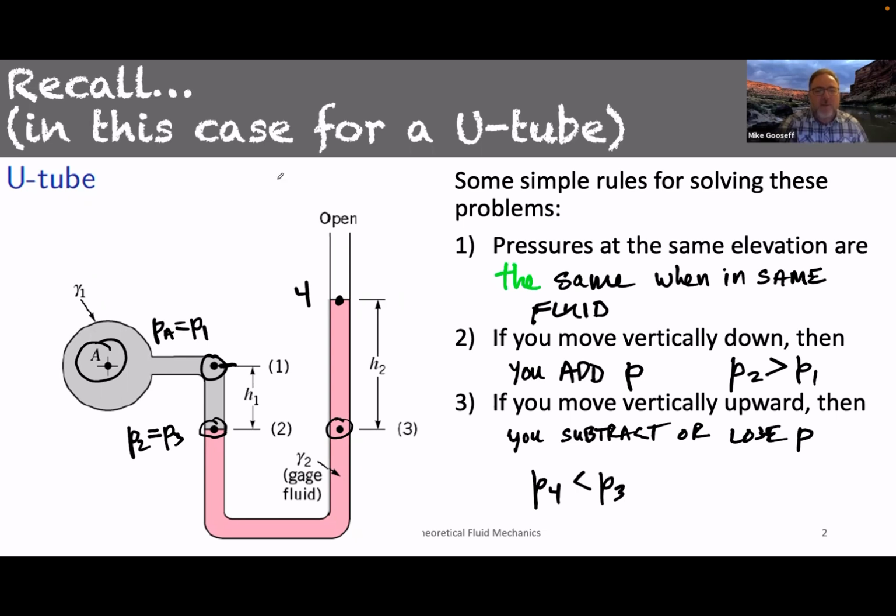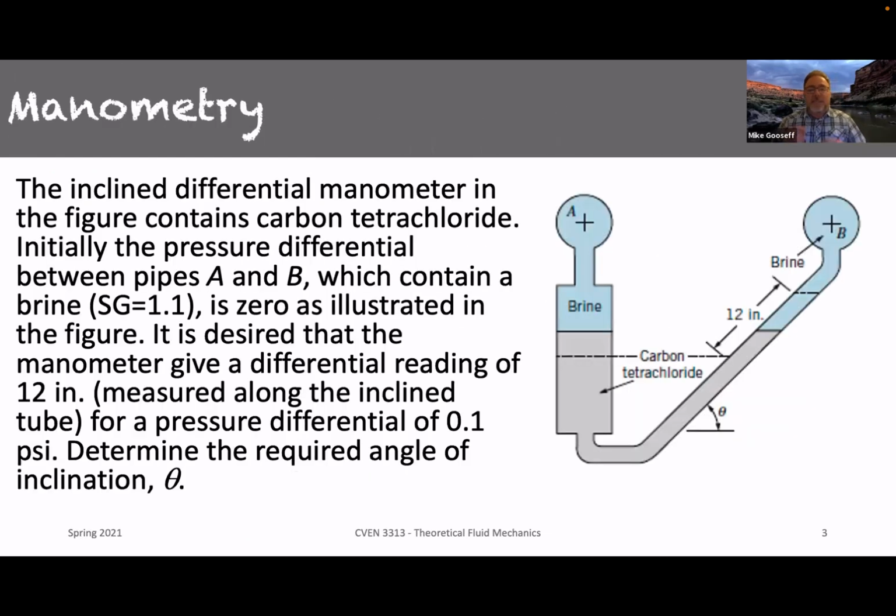What happens when we get into systems of manometers that are at an angle? The same rules apply. We just need to be careful about our geometry. Okay, so here we have an inclined differential manometer where we're looking at the difference between the pressure in A and the pressure in B. These are two different pipes. They both carry brine. So brine is just a fancy word for a very salty solution.